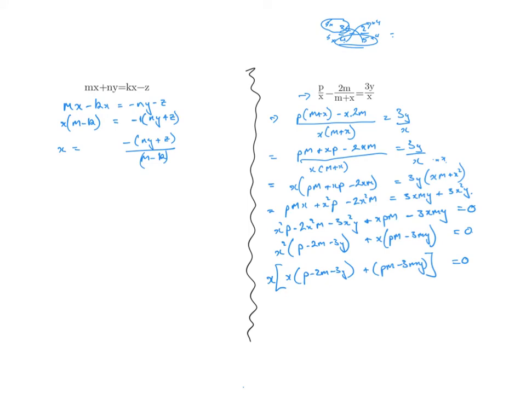So possibly x is equal to 0 is theoretically a solution, but if we have a look at our equation there, x can't be 0 because it's in the denominator. And then that leaves me with x times p minus 2m minus 3y plus pm minus 3my. So let's take one term across. Now I might take that m out the front. All right, it is p minus 3y over p minus 2m minus 3y. Very ugly looking answer.